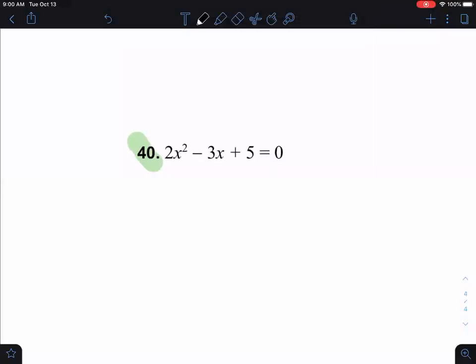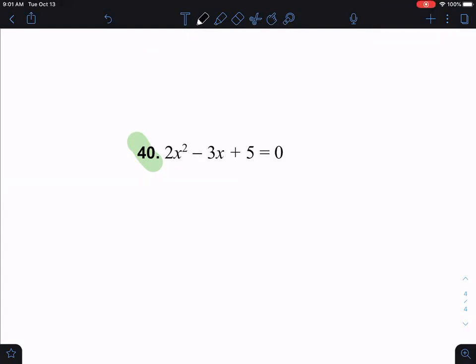I have another student who would like to walk through number 40. So everybody go ahead and zoom to number 40. Okay, so the first thing we need to make sure is that it's set equal to 0. Is it set equal to 0? Yes, it is. The direction said solve, so we may as well just go straight to the what? What's that formula?